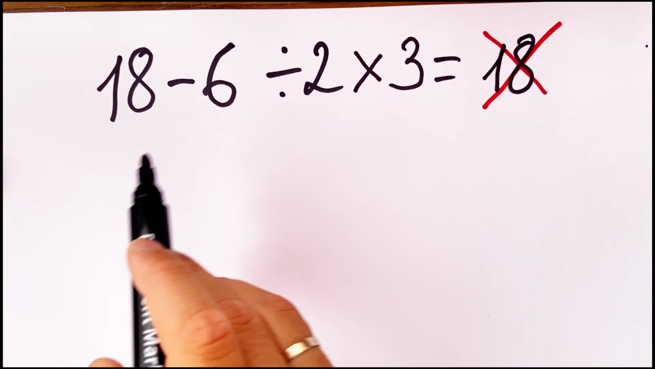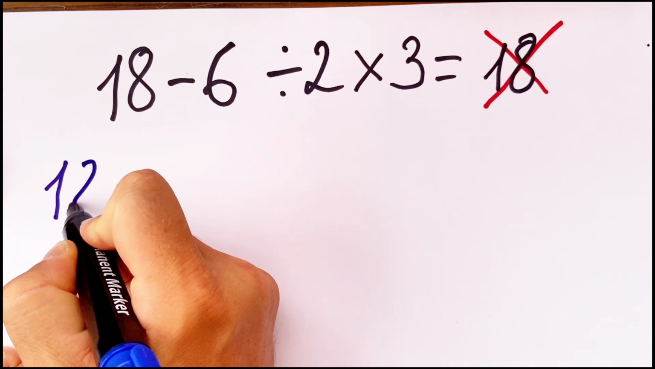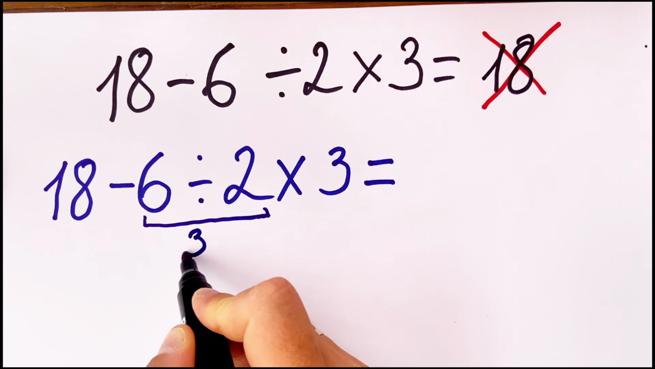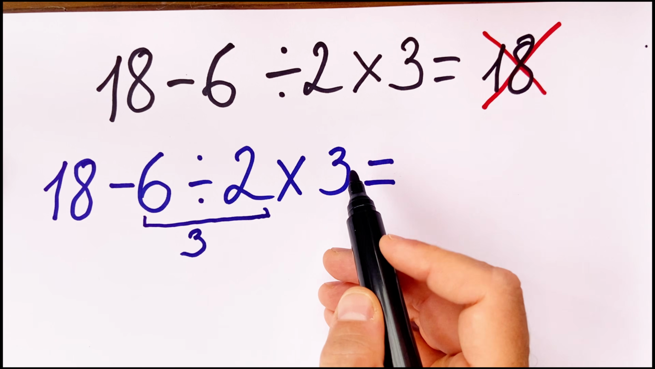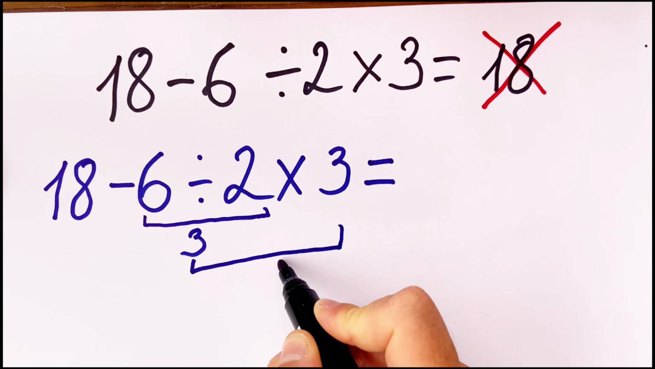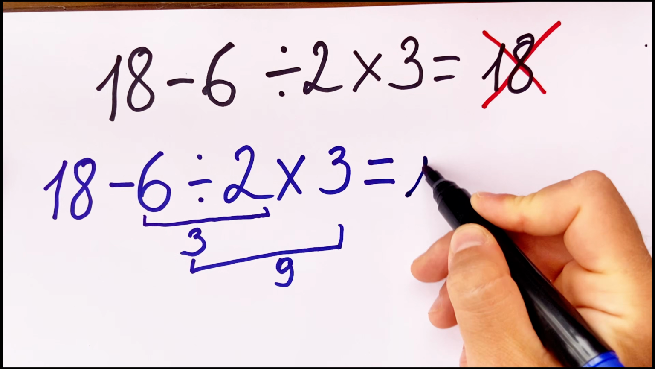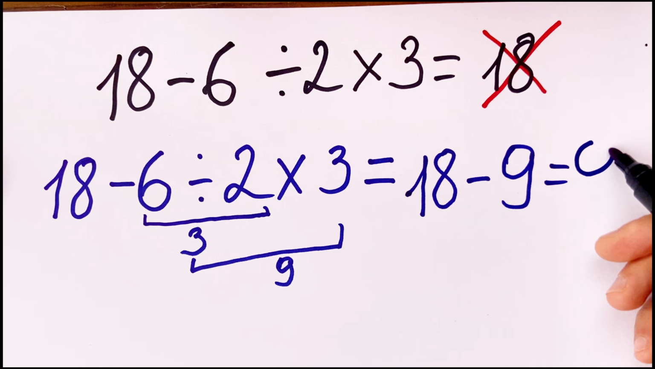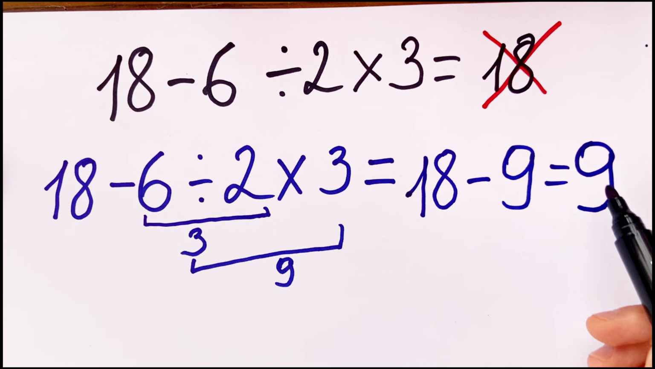Step 1, division and multiplication, left to right. 6 divided by 2 equals 3. Then 3 times 3 equals 9. Now we have 18 minus 9. Step 2, subtraction. Last, 18 minus 9 equals 9. The correct answer is 9.